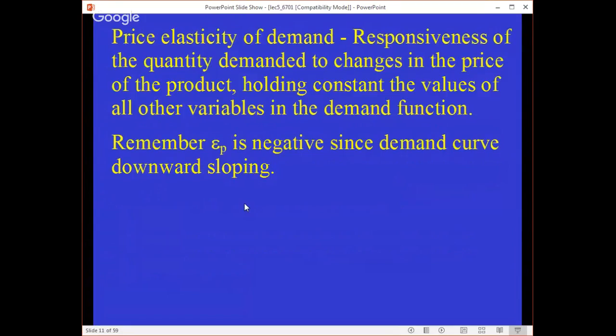So our definition, price elasticity of demand: the responsiveness of the quantity demanded to changes in the price of a product, holding constant the value of all other variables in the demand function. Right? That's the price of all of the goods, income, etc. We're going to denote this as epsilon P. Remember, epsilon P is going to be negative since the demand curve is downward sloping.